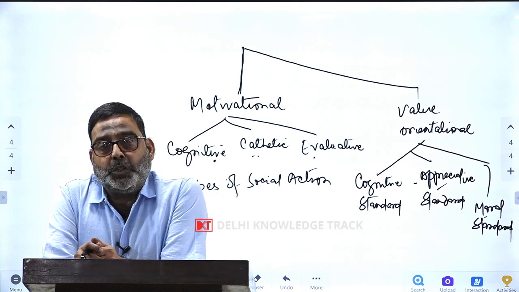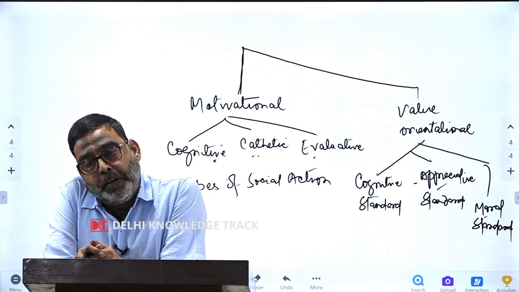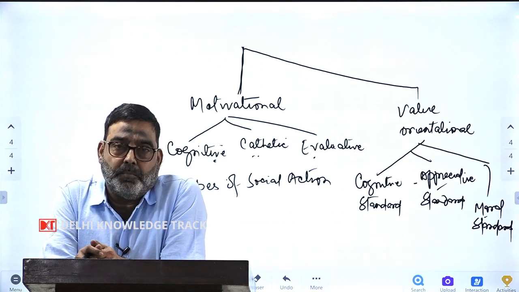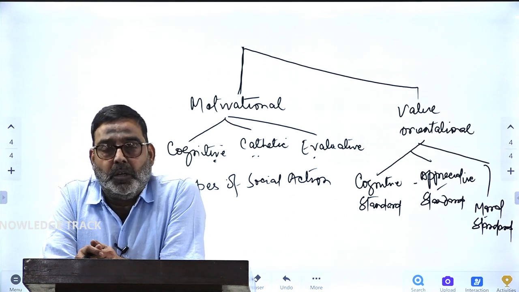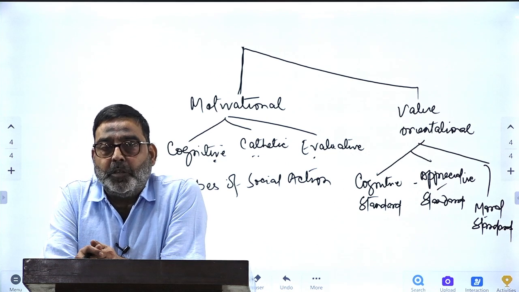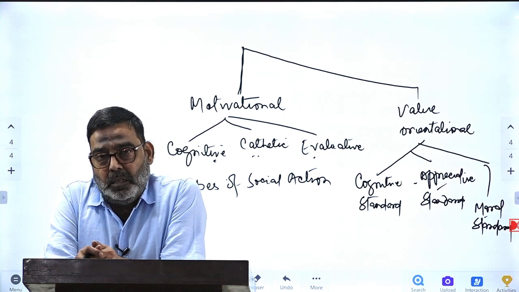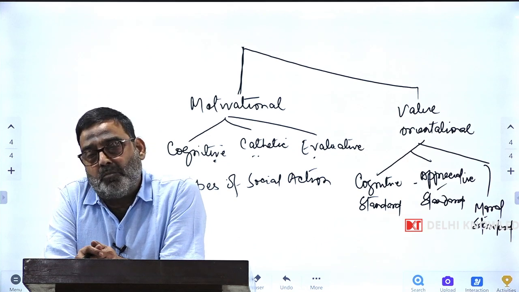However, apart from these three, when Parsons will be talking about the concept of functional prerequisite in terms of social system, that if any society has to survive, it must fulfill these four functions. And when we will be talking about adaptation, he will be talking about the biological system, behavioral system, and that way the fourth system would be emerging.